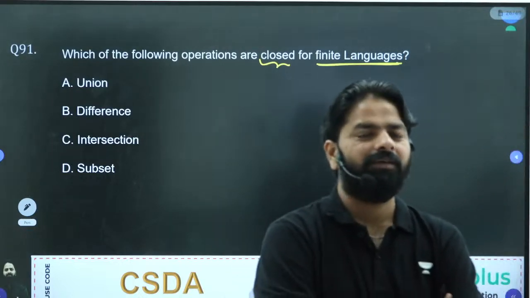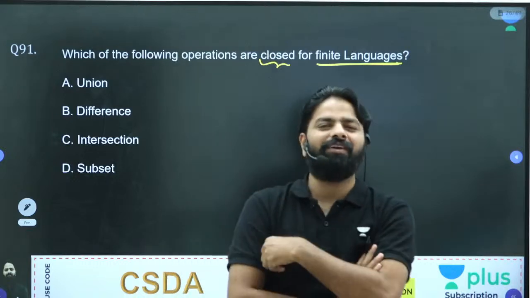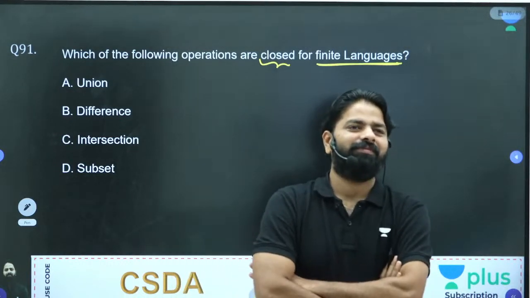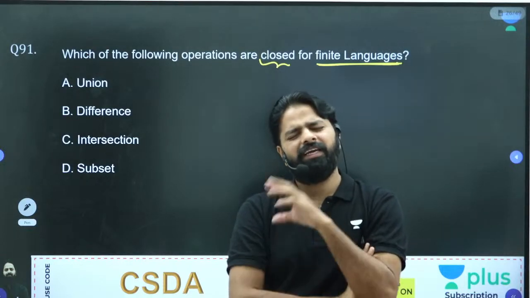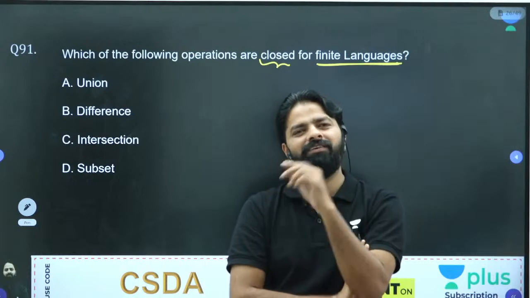Complement. Non-regular complement is always non-regular. Yes, good question. If you take any non-regular and do the complement, you will always get non-regular.